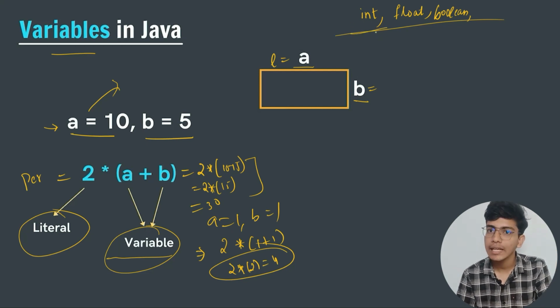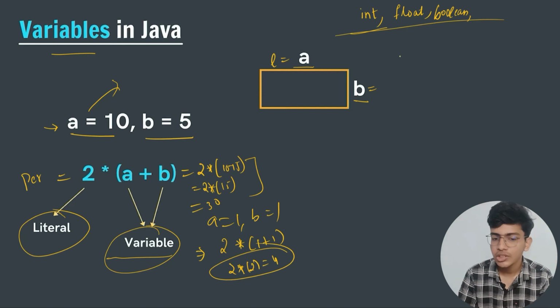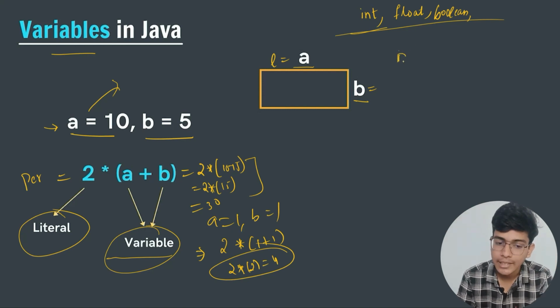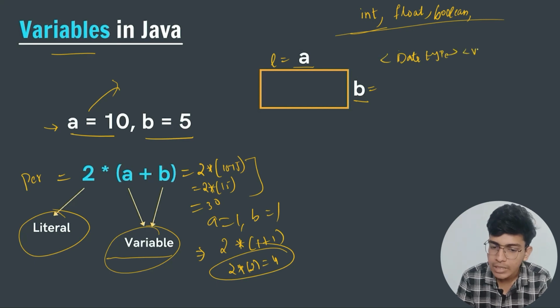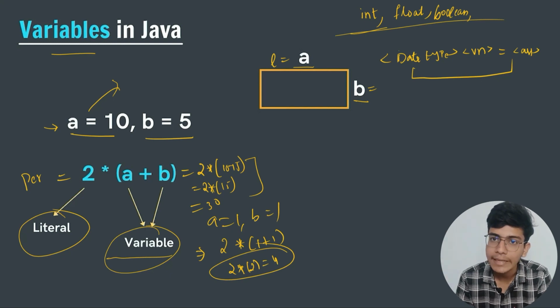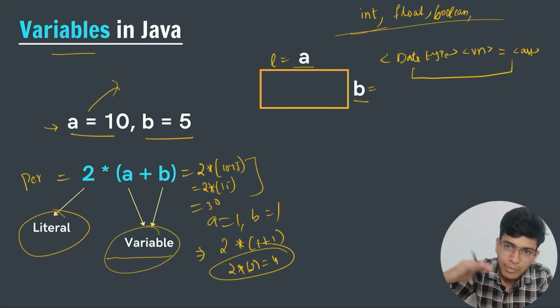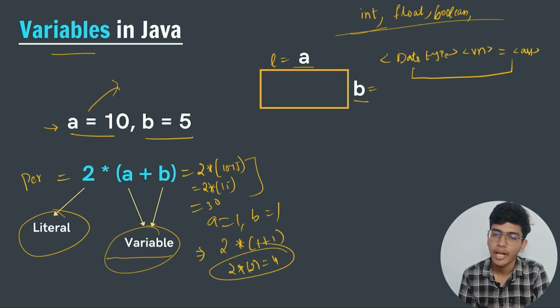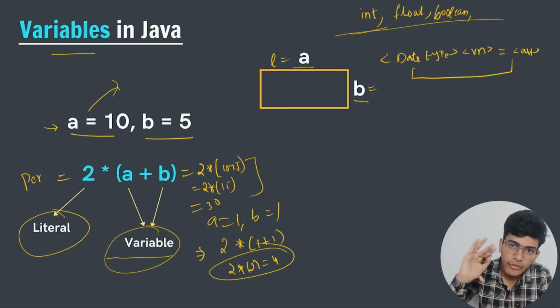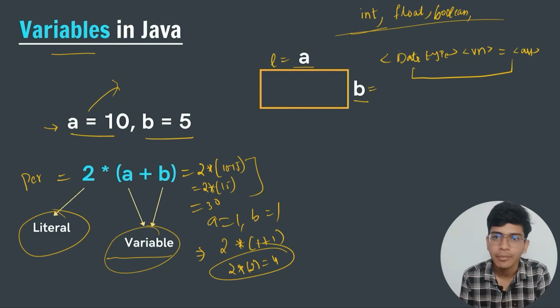So how can we declare a variable? First of all, I will write my data type of the variable. After that, I will write my variable name and an equals sign, and then assign the value. This is the basic syntax of a variable declaration, or you can say variable declaration and assignment. Assigning a value to a variable is known as assignment.